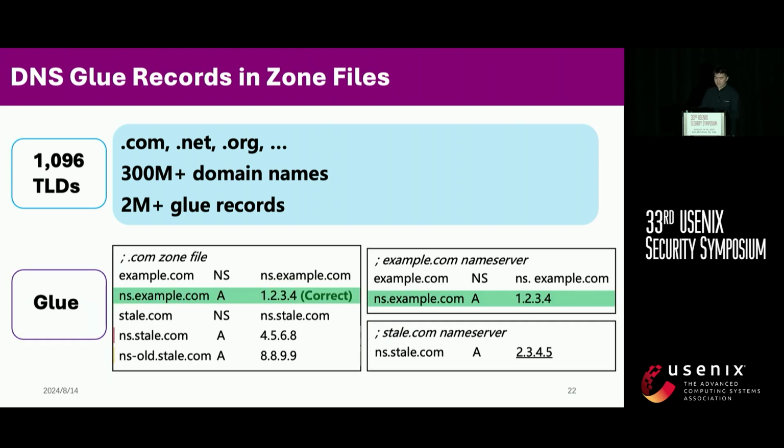Then we categorize the glue records into 3 major types. The first is correct ones. The delegation data in the parent agrees with that in the zone files of child domains, and these are perfectly fine. Next are stale glue. Parent and child indicate the same authoritative server name for this domain, but the IP addresses in the glue records disagree.